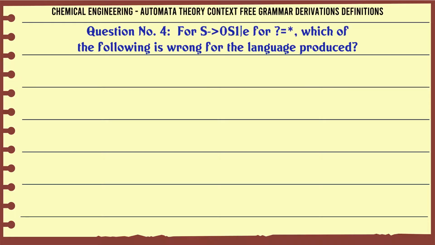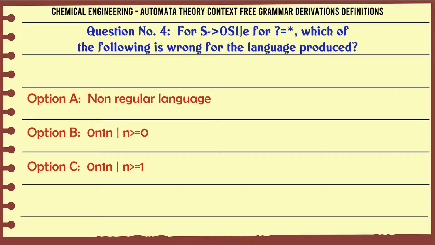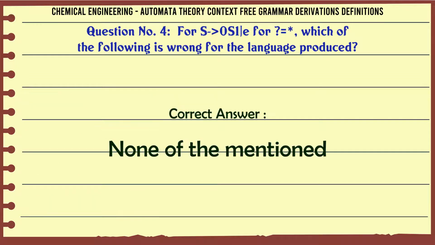For S → 0S1 | E, for 0, 1, which of the following is wrong for the language produced? A. Non-regular language. B. 0^n 1^n and 0. C. 0^n 1^n and 1. D. None of the mentioned. The correct answer is none of the mentioned.